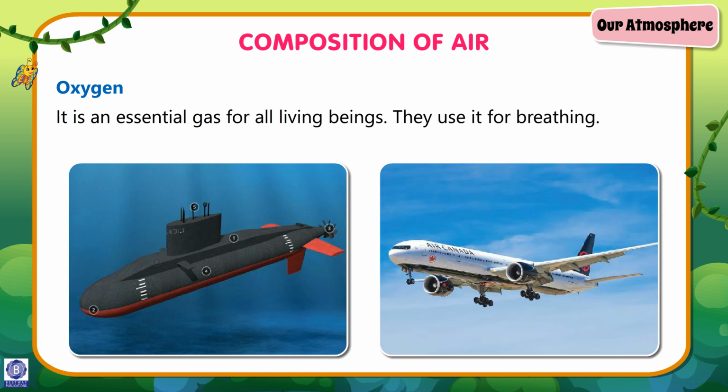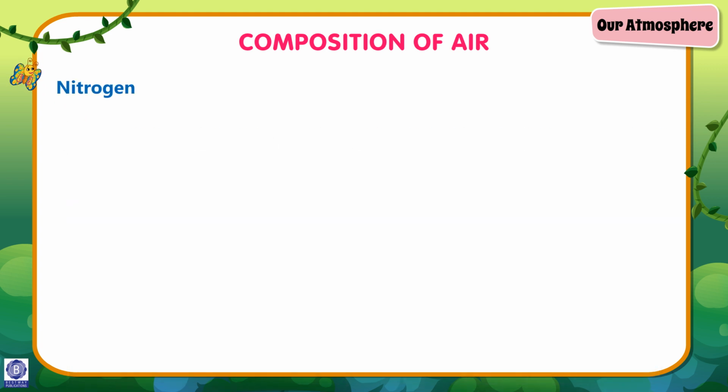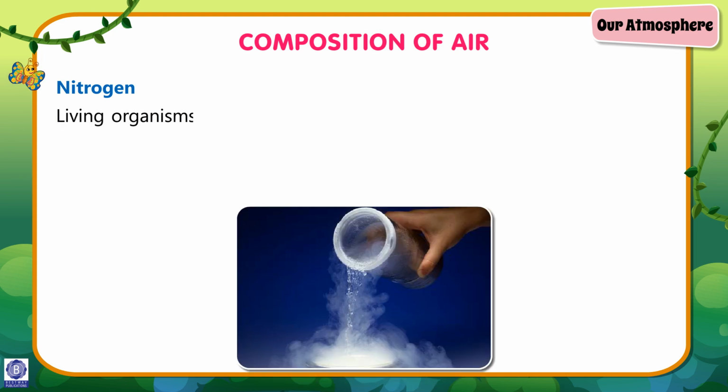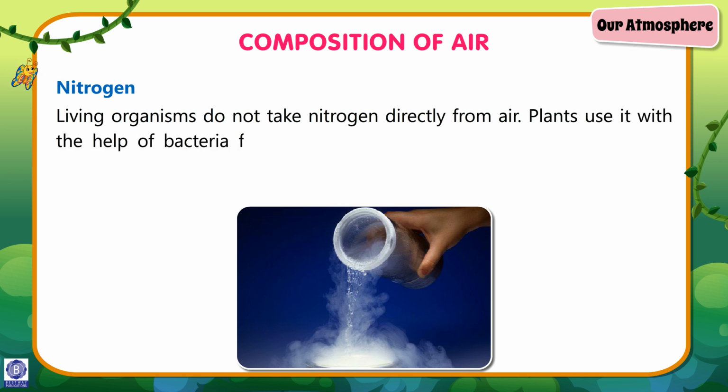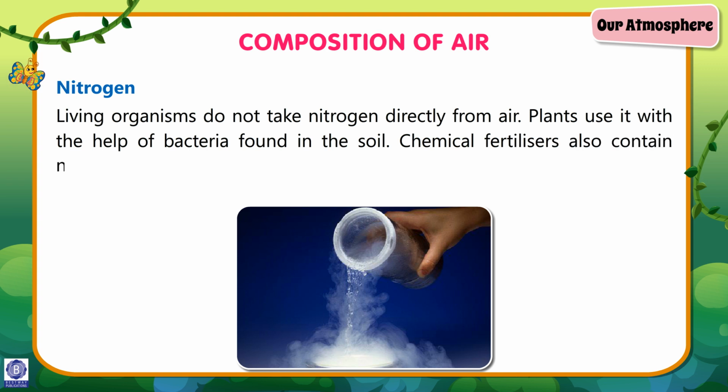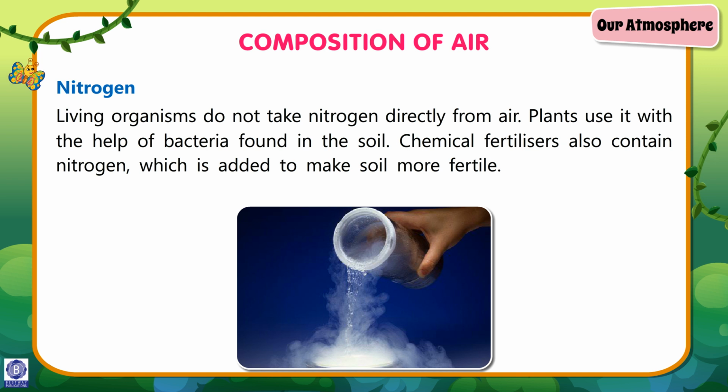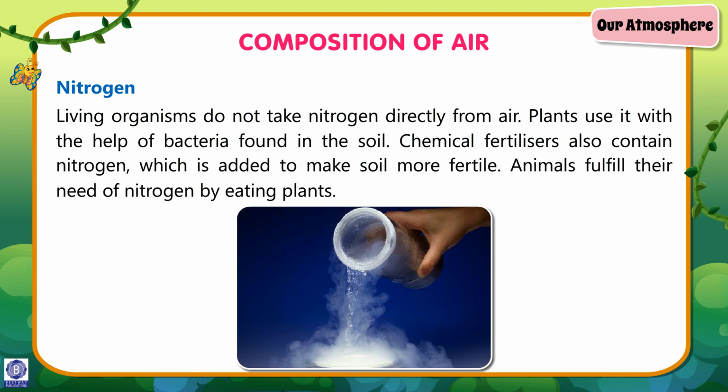Oxygen. It is an essential gas for all living beings. They use it for breathing. It is also used as a life support in aircraft and submarines. Nitrogen. Living organisms do not take nitrogen directly from air. Plants use it with the help of bacteria found in the soil. Chemical fertilizers also contain nitrogen, which is added to make soil more fertile. Animals fulfill their need of nitrogen by eating plants.